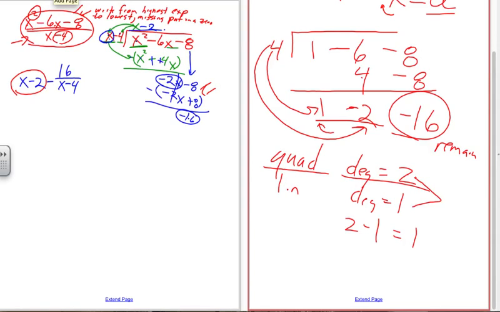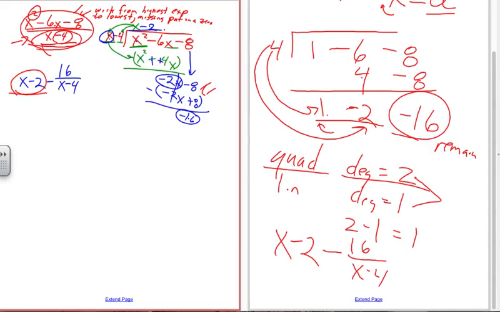So we're going to have 1 times x from here minus 2, which looks exactly like what we got here, and it is. Then minus my remainder over my denominator, which was x minus 4. And that's synthetic. Remember, synthetic only works if you have something which looks like this, a coefficient of 1 for your x term.